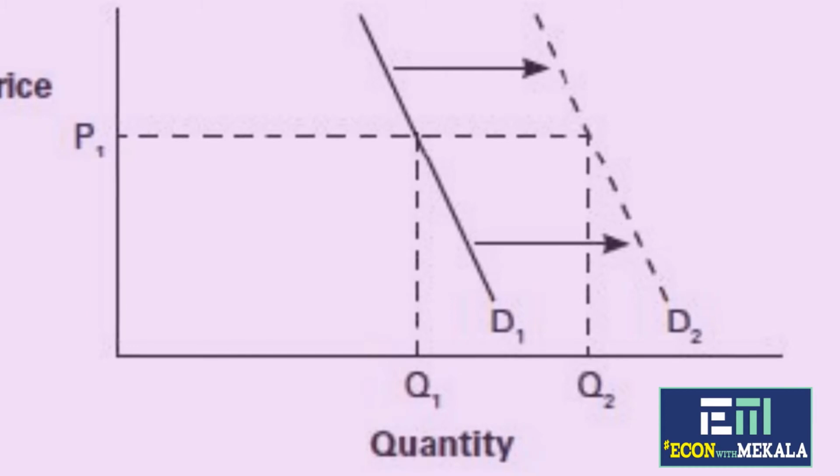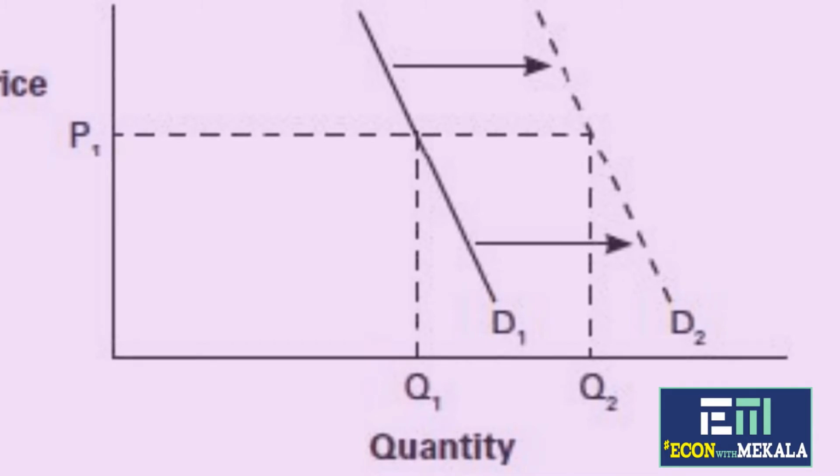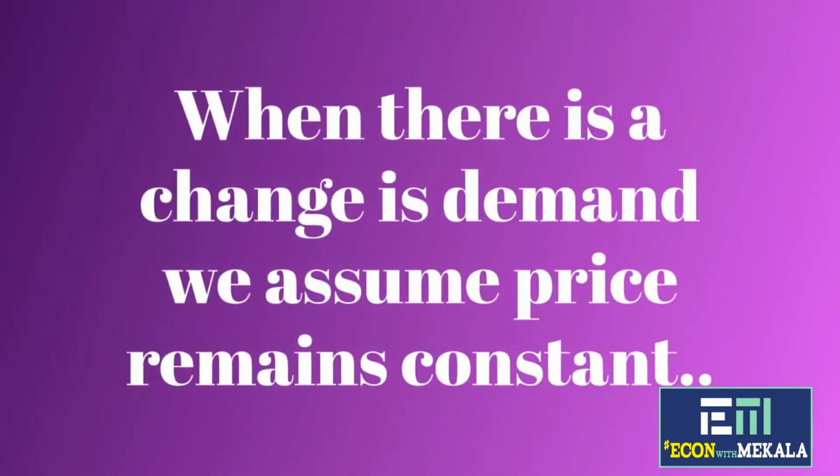I want you to have a close look at this graph. If you look at D1 and D2, when you're moving from D1 to D2, the demand has increased, so your demand curve shifted right. At the same time, quantity has increased from Q1 to Q2. But if you look at the price level in the market, it hasn't changed. So why has the quantity demanded increased? Due to a change in demand that can be due to increased income of consumers.